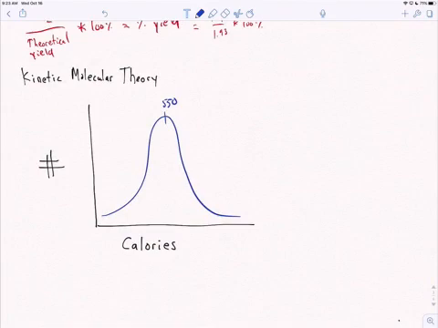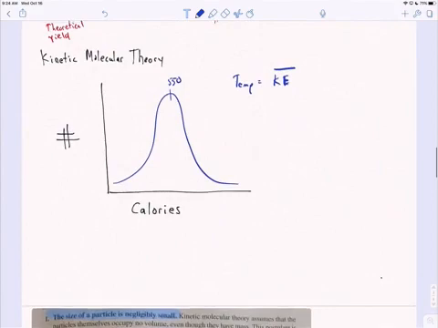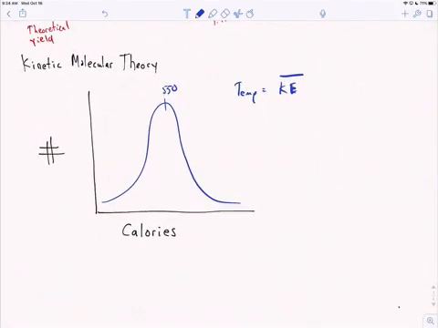So just like with the calories in some of our favorite fast food items, temperature is kinetic energy, and a bar over it means mean or average. So the average kinetic energy is a temperature. And kinetic molecular theory is based on these postulates. Do you know what a postulate is? A postulate is something you take without proof. So it's a mathematical term.